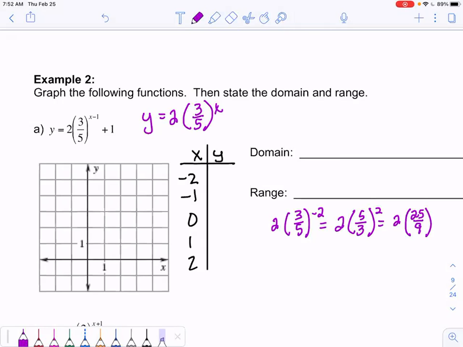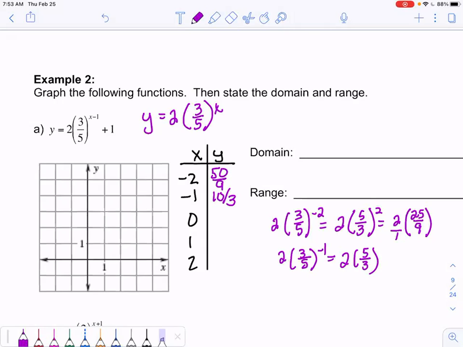You're taking 2 times 25. That 2 is really like 2/1. So 2 times 25 is 50, and then I have 50/9ths. And I know you're saying, oh, Mrs., can I just plug it in the calculator and give you a decimal? That's cheating. Come on, make that brain work. The next one, we have 2 times 3/5 to the negative 1, which is really 2 times 5/3, which is 10/3. 2 times 5 is 10 divided by 3.